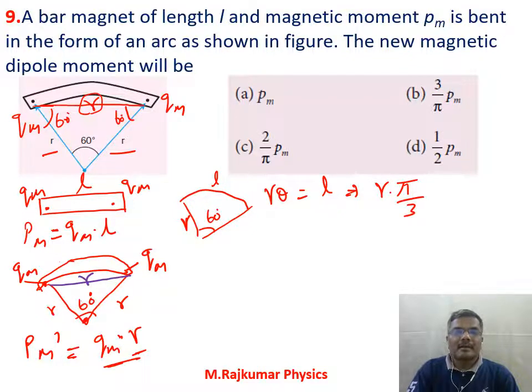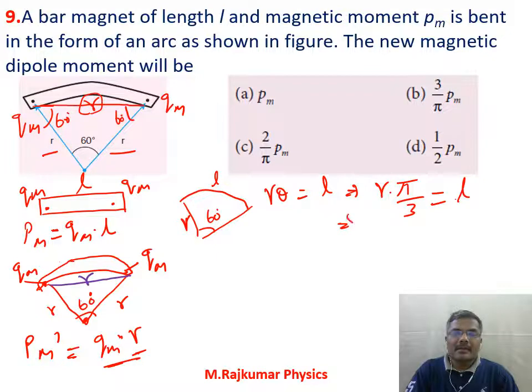Why? Because if you see the options here, I have some values of pi. If you see the four options, you have them in terms of Pm only, that is the unbent bar magnetic moment. So I am writing theta in terms of pi, so R into pi by 3 will be equal to L.